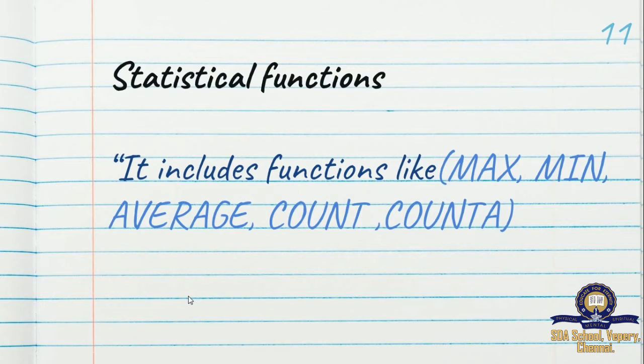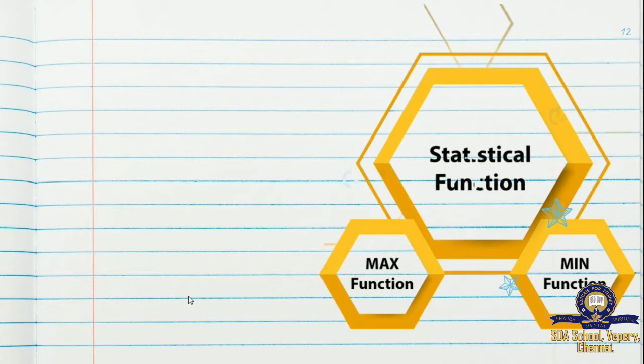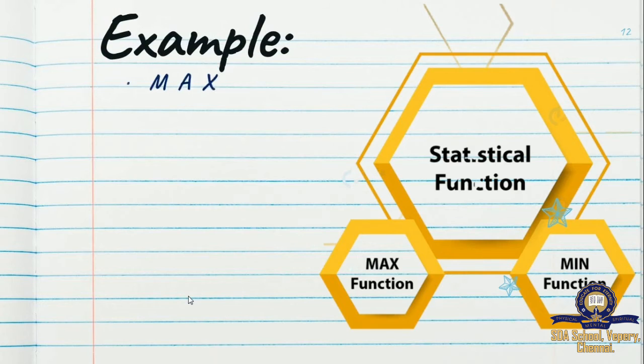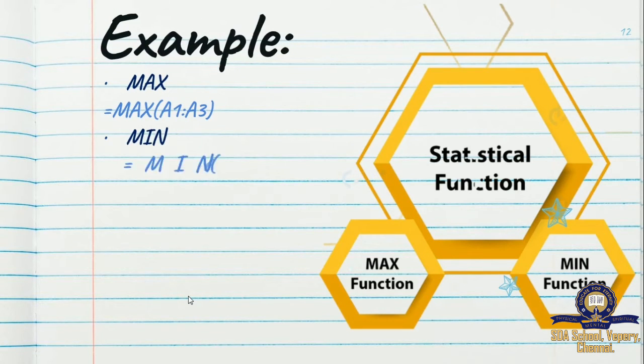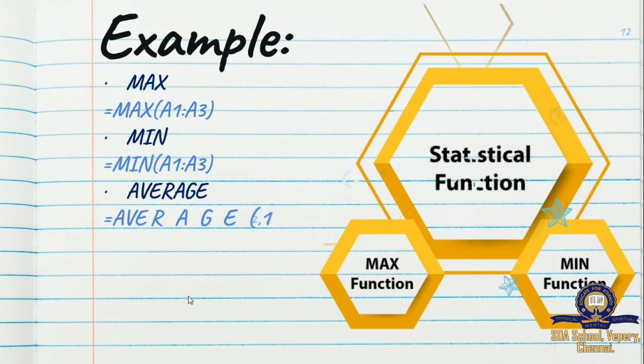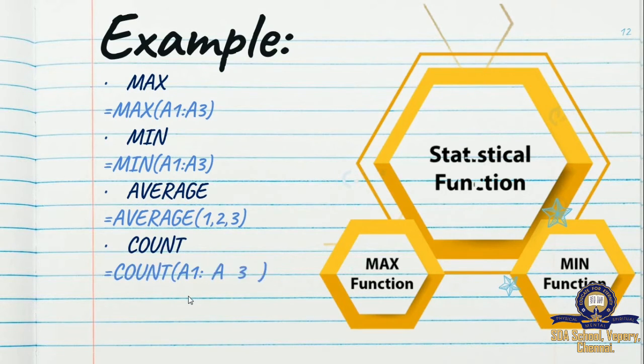Now we are going to see them one by one. So the first example is maximum. Max gives you the maximum value in that particular row. Min gives you the minimum value in that particular row. And the next one, average value. For average, you have to give the rows or numbers, the numbers in that particular cell.